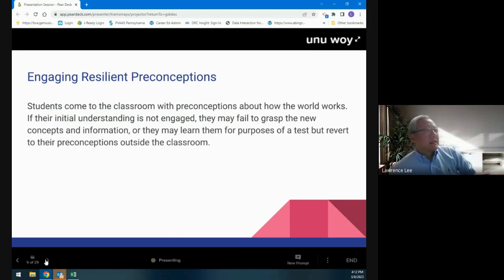Resilient preconceptions. Kids come to your class with preconceptions, and there's two types of preconceptions we're going to take a look at. If we don't try to access those preconceptions, their ability to understand what you're doing in math is going to fall. It's not going to be as solid.